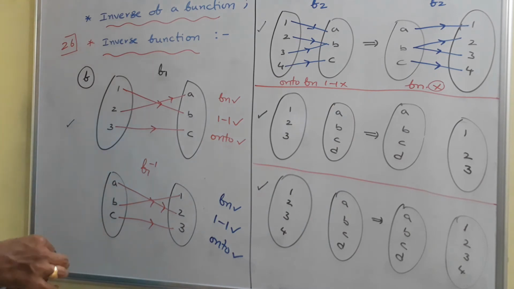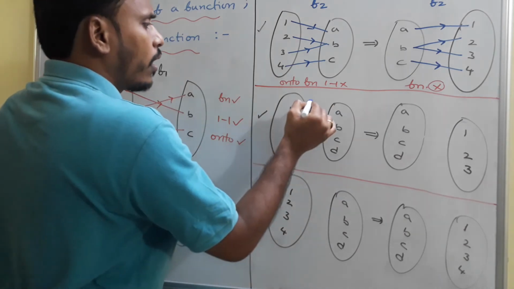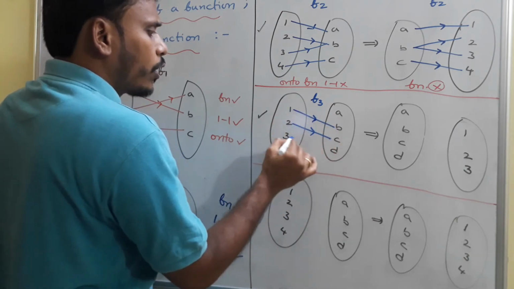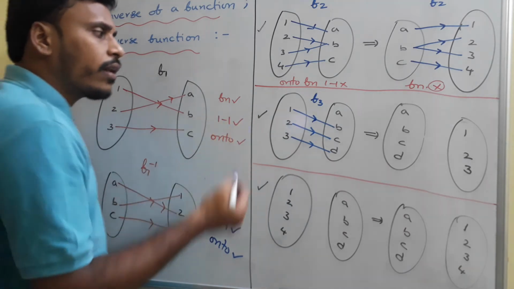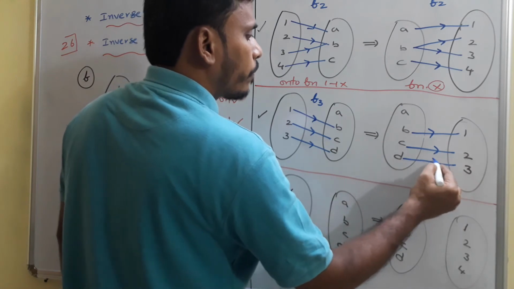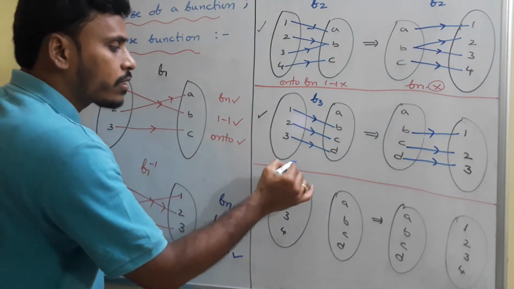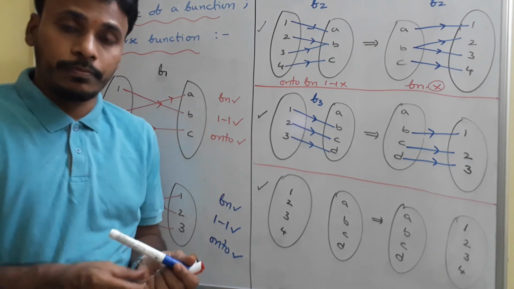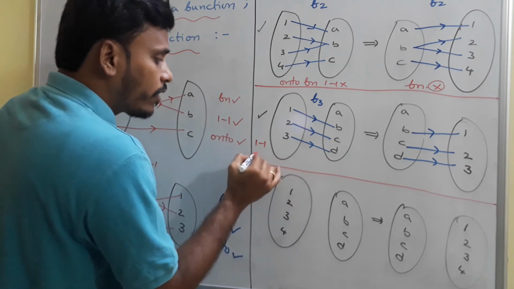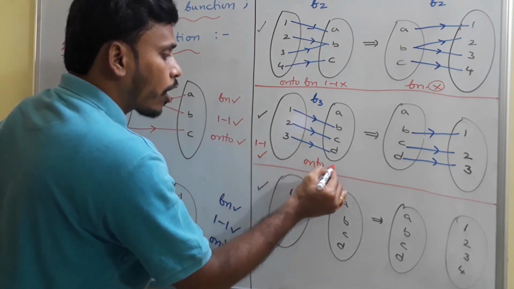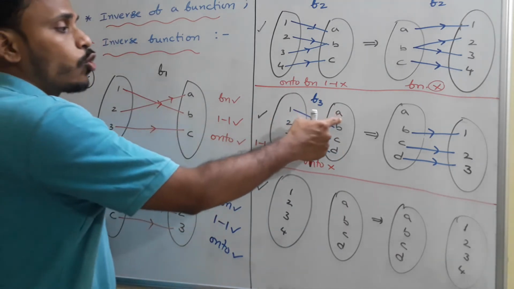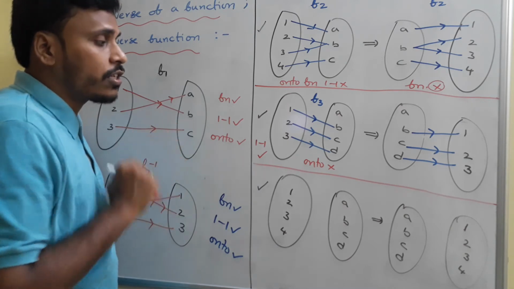What is f3? You can take different possibilities as you wish. f3 is a function. You just connect 1 to b, 2 to c, 3 to d. And then here you connect b to 1, c to 2, d to 3. Very clear. This f3 is a 1-1 function but not onto. Why is it not onto? Because the element a is empty here. The a has no corresponding pre-image here, and that's why this is not onto.